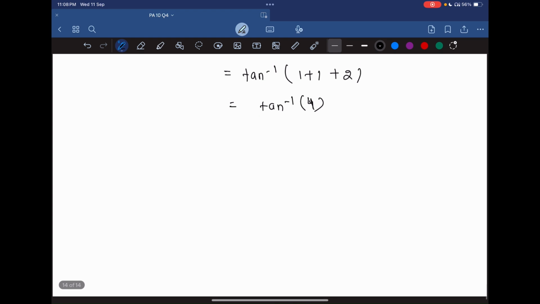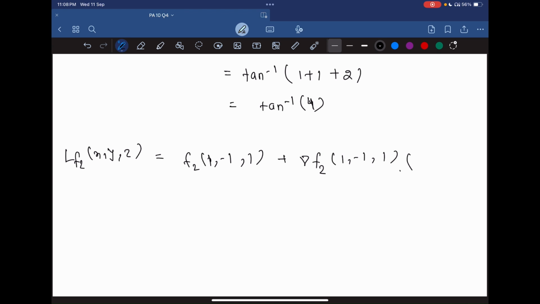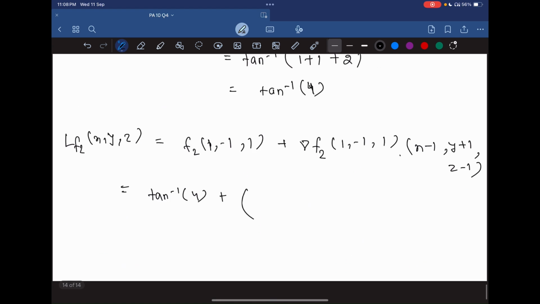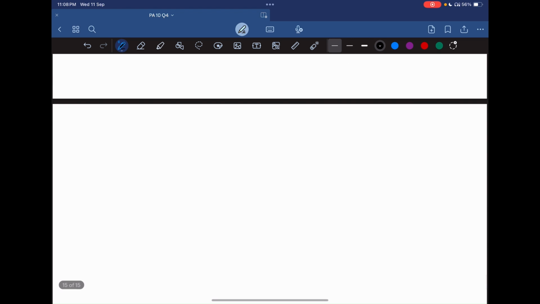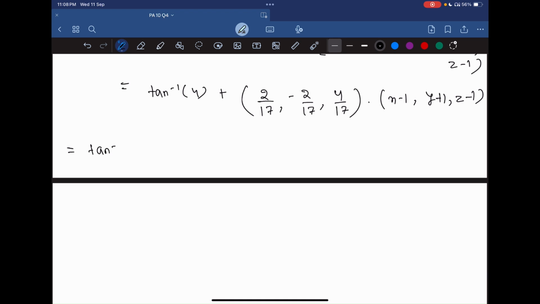Now just put down the above values. So LF2 at x comma y comma z is the function value at 1 comma minus 1 comma 1 plus the gradient of f2 at 1 comma minus 1 comma 1 dot product with x minus 1, y plus 1, z minus 1. So the function value is tan inverse 4. The gradient of f2 is 2 by 17, minus 2 by 17, 4 by 17, dot product with x minus 1, y plus 1, z minus 1.